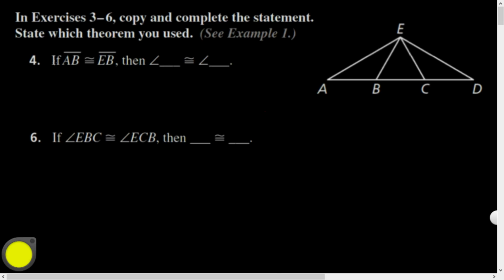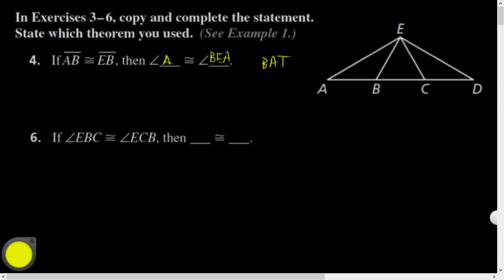It says here, if segment AB is congruent to segment EB, then which angles would be congruent? That would have been angle A and angle BEA. And the reason that's true is the base angles theorem: if you have two congruent sides of a triangle, then the angles opposite those sides are congruent.